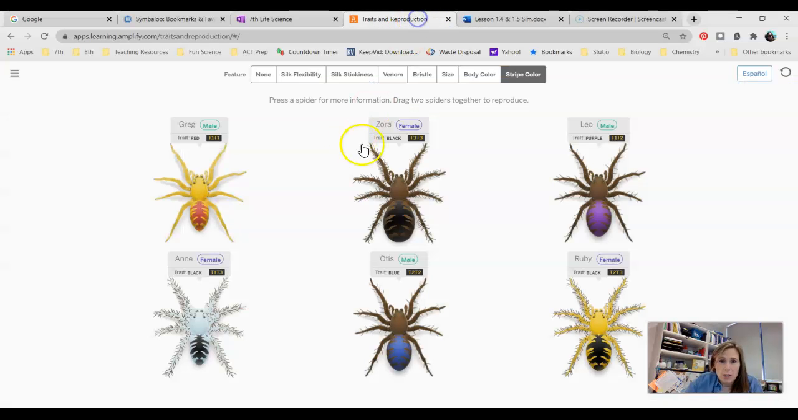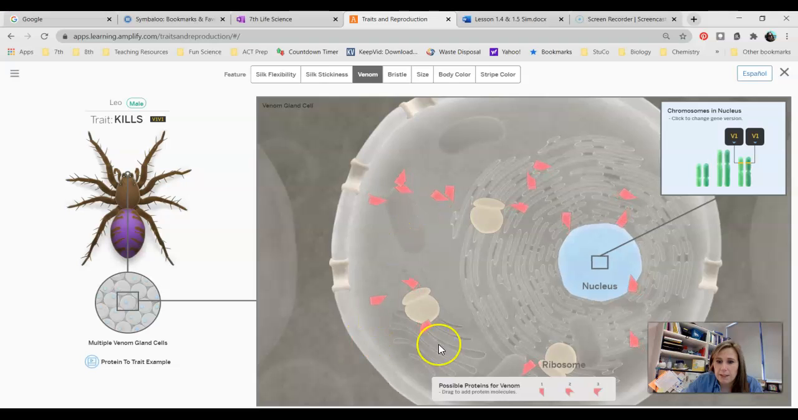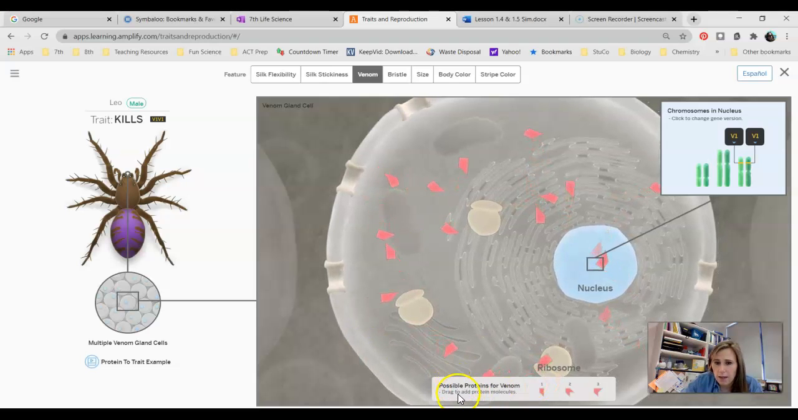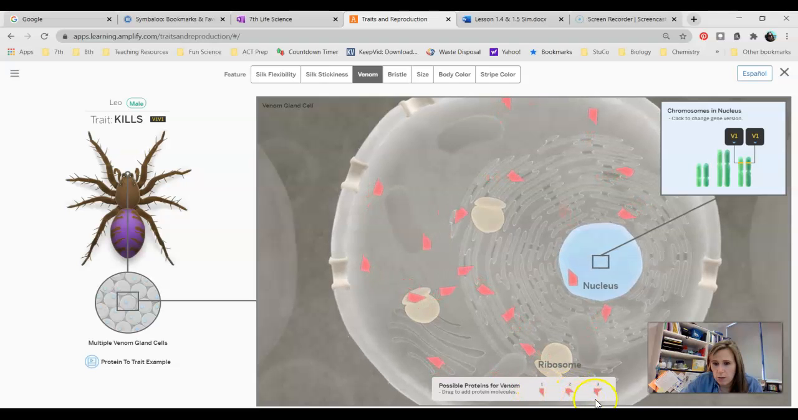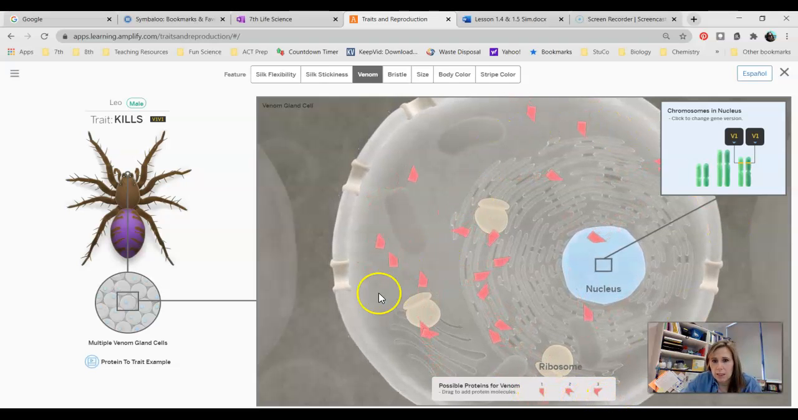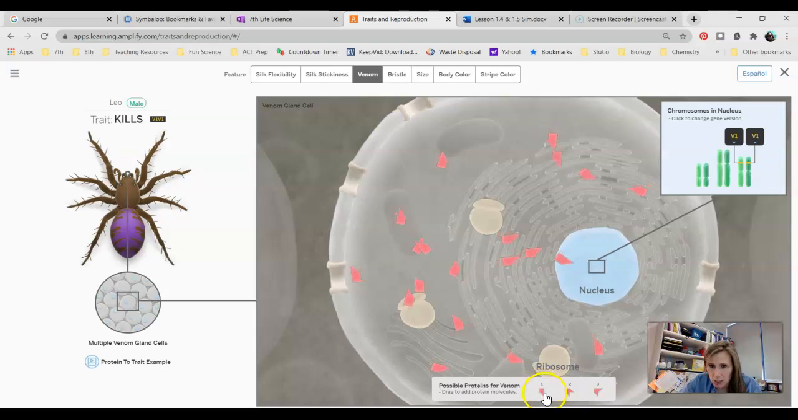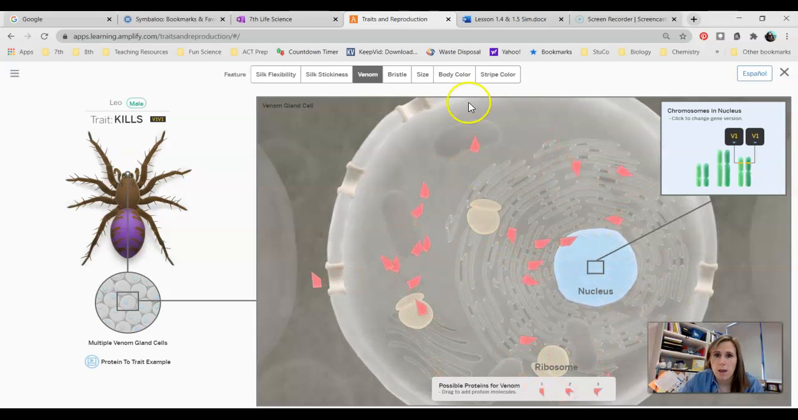So maybe I choose to do venom. I see I have stuns, no venom, and kills. So I'm going to pick a spider that can stun, a spider that has no venom, and 1 that kills. Okay? And then again, I'm going to click on those, and I'm going to look at their different protein shapes and say, all right, here is possible proteins for venom. They can either have 1, 2, or 3. Which one does Leo have? So it looks like he just has protein number 1.